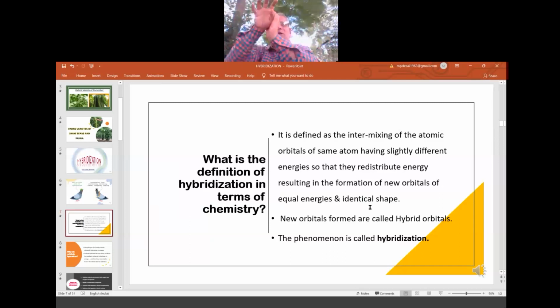When they mix, they form different orbitals, called hybrid atomic orbitals. They have exactly equal energy and the same, identical shape. So, before mixing and after mixing: before mixing they are not so stable, but after mixing they go to the least energy state due to the redistribution of energy. So they become normal or stable. That's why they want to undergo hybridization.